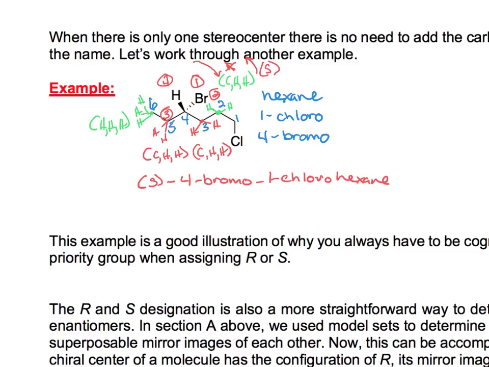hexane. So again, just remember, if your lowest priority group is not going away from you, you must absolutely reverse whatever answer you get, or redraw the molecule so that the lowest priority group is going away from you, because if it's not, when you assign R and S, you're going to get the wrong answer.